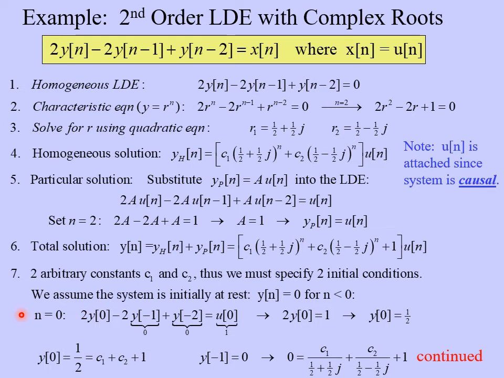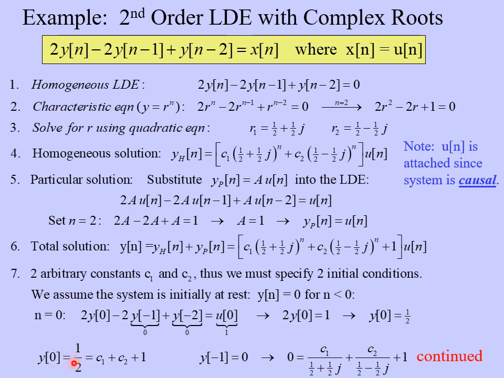What we can do here is set n equals 0 in our difference equation up here. So I get 2 y of 0 minus 2 y of minus 1 plus y of minus 2 equals u of 0. But remember, these terms here have to be 0 because the system is at rest for any values of n less than 0. So this simplifies to 2 times y of 0 equals 1, or in other words, the initial condition y of 0 is equal to 1/2.